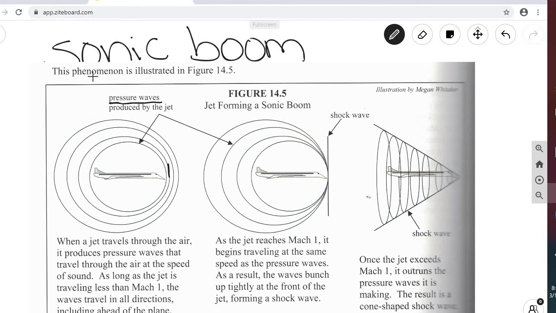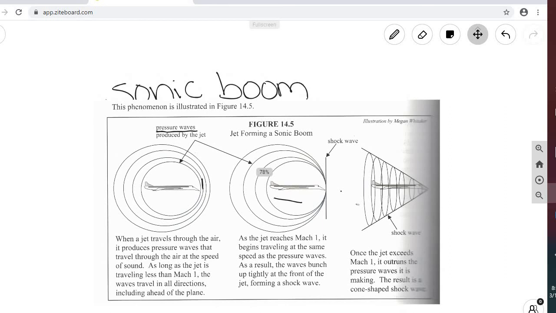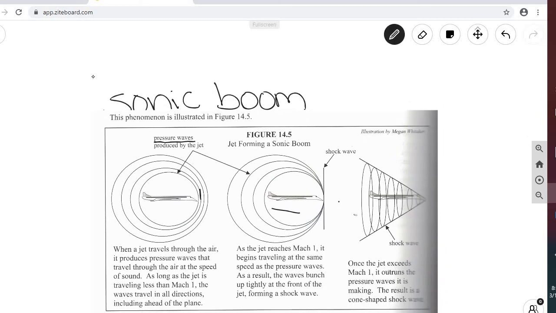But then when the jet reaches Mach 1, so when it reaches the speed of sound, it begins traveling at the same speed as the pressure waves. So the jet is traveling at the same speed as these pressure waves. And so what will happen is those pressure waves will kind of bunch up here in front of the plane, and that produces a shock wave.